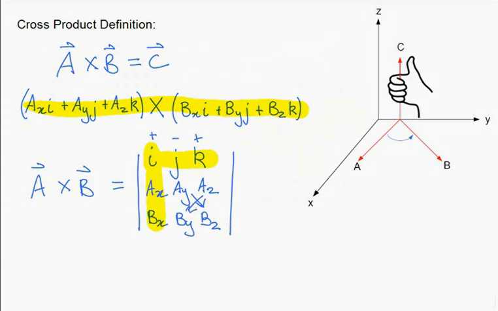The next step would be to write out the first part of the solution to this matrix. So we take the positive I, so plus I, open a bracket, and then we go AY multiplied by BZ minus AZ multiplied by BY.